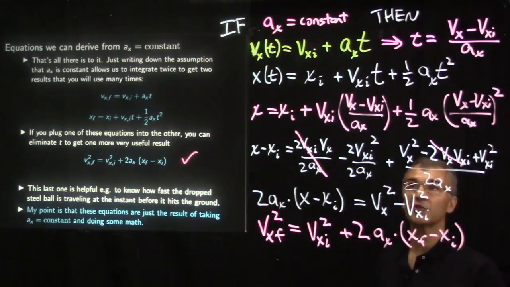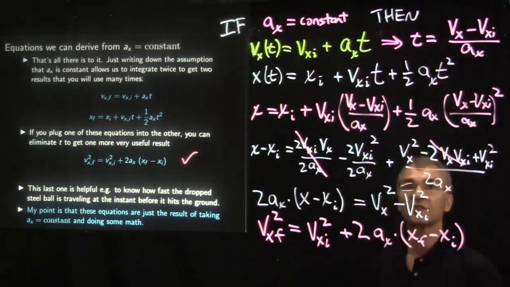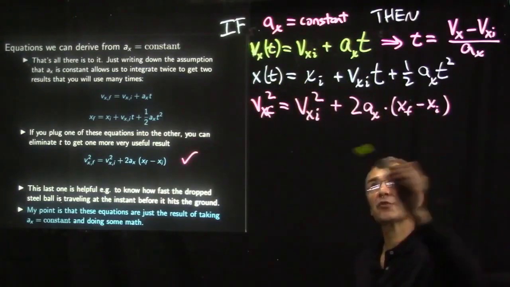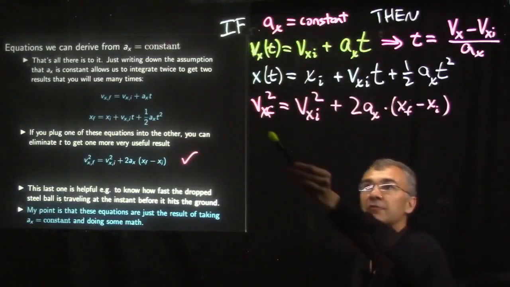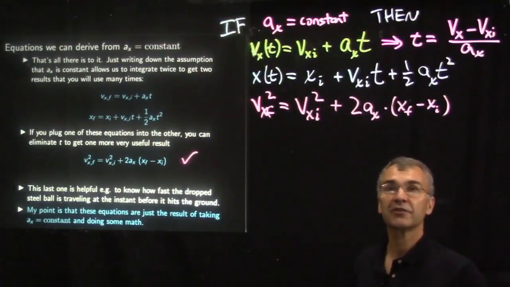I wanted to show you that so you see that all it is a result of taking this and solving it for time and plugging it into this, and then the cancellation is a little bit messy. Okay, so if you take the first one, solve for t, plug it into the second one, you get this result, which is often very useful if you don't care about the time. vx final squared equals vx initial squared plus 2 a sub x times (x final minus x initial).